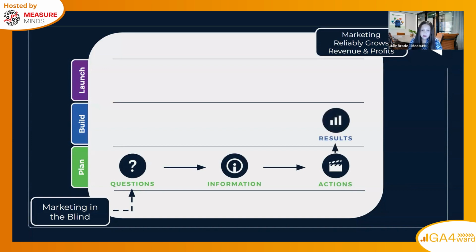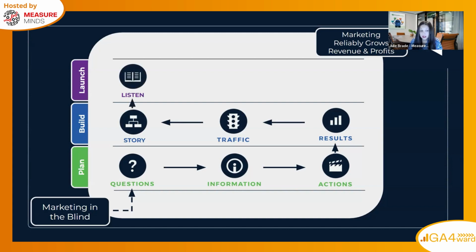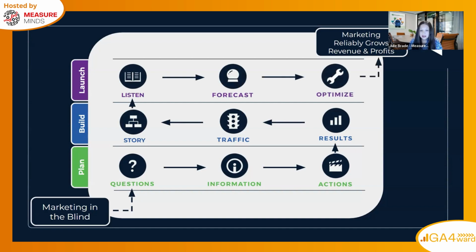And in the build step, you need to understand the results, the traffic, and the story. What are the results you're getting, the traffic that's causing those results, as well as the story it is telling you. We went through all of that just now. Then we also went through our launch step, which is listen, forecast, and optimize. And you can't skip around. You cannot jump straight into optimize without going through the other steps.